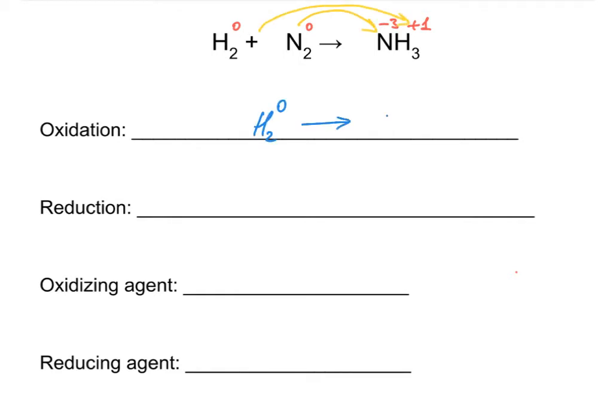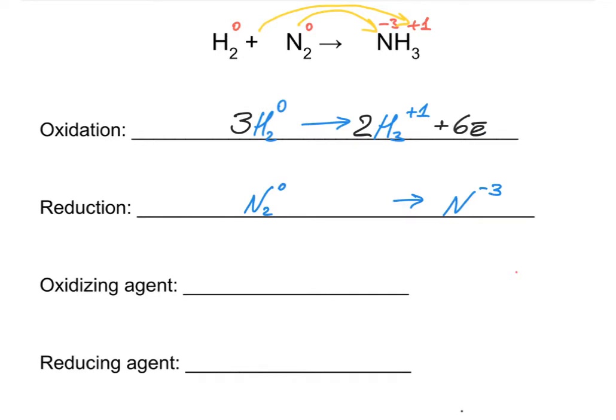I have 2 hydrogens on the left and 3 hydrogens on the right. That's a violation of our law of conservation of matter, so I can fix it with coefficients. Okay, so now I have 6 hydrogens on the left, 6 hydrogens on the right, and each atomic hydrogen on the left is losing 1 electron. Since I have 6 of the hydrogens doing that, I will have 6 electrons being released.